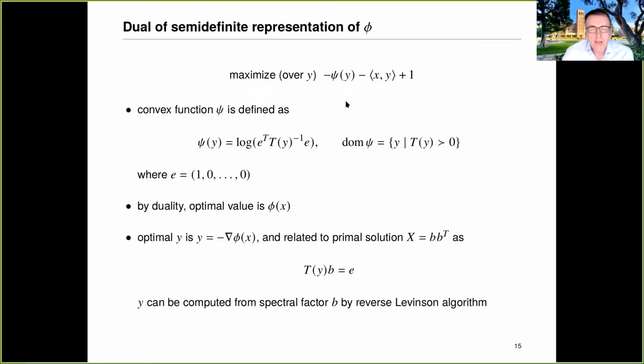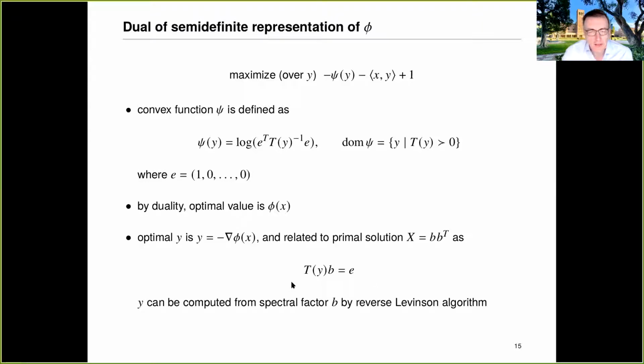And from the optimality conditions of this primal and the dual problem, if we skip the details, we get the relation between the primal solution x, which is rank 1 with the spectral factor b, and the dual optimal solution y. They are related by these equations. So a Toeplitz matrix constructed from y times the vector b is this E vector. And these are known as the Yule-Walker equations in signal processing. So if y is given and you solve for b, this is known as the Yule-Walker equations.